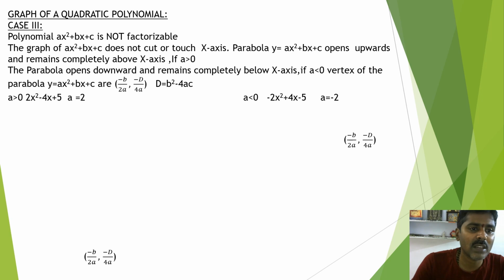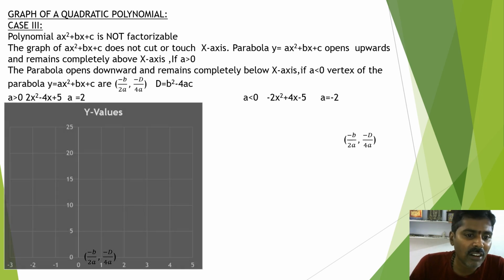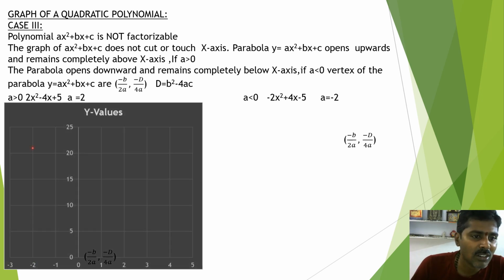And the first thing is 2x square minus 4x plus 5 when a is positive, and the second thing is when a is negative. So if you go with the graph for the first thing, once you observe, if you plot all the points on the graph, then you will get a u-shaped parabola, which is above the x-axis.